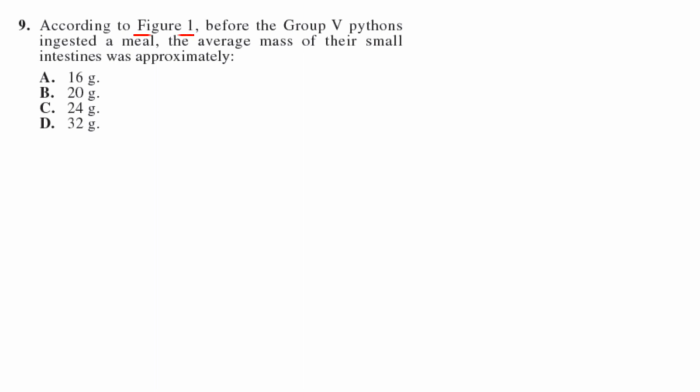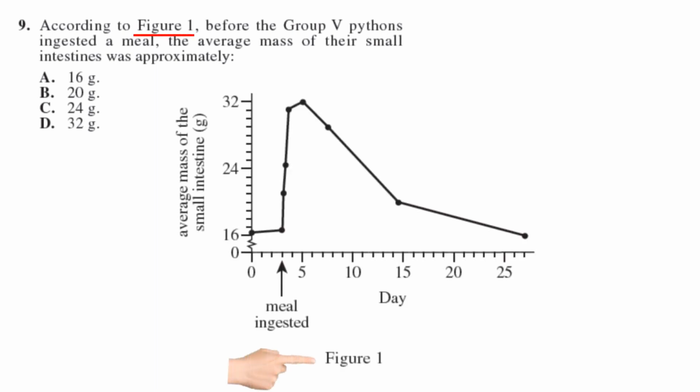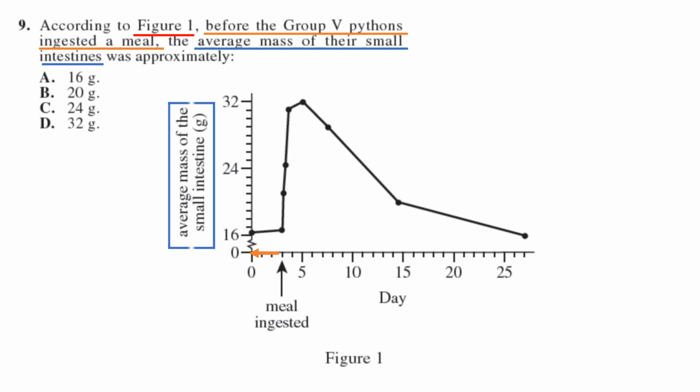Number 9, according to figure 1, before the group 5 pythons ingested a meal, so they ingested a meal right there, the little dot, so before that time, the average mass of their small intestines was approximately, so it was around 16, right? Maybe a little bit more, 16 to 17, so around 16. So A.